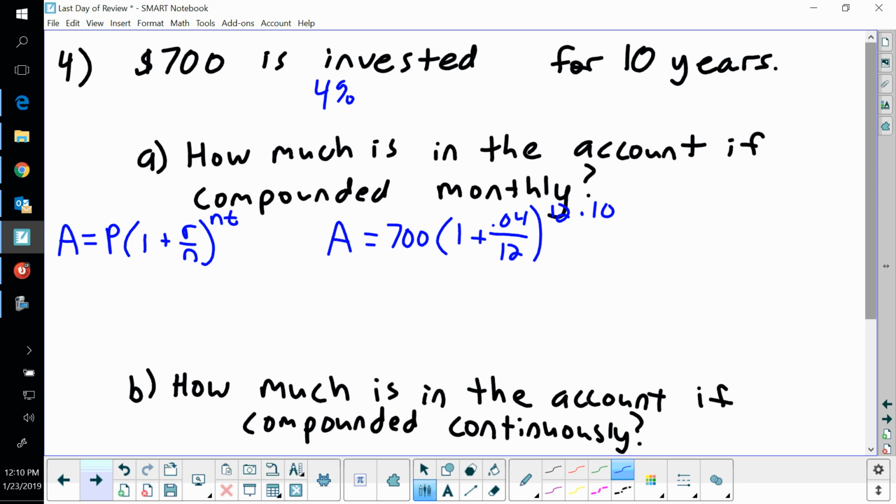Okay, some things that could change in this question. If I had said compound quarterly, we would have, instead of the 12, we would have 4. If we said compound semi-annually, we would have 2 instead of the 12. Those are the other common ones that you will see. So if we sub this into the calculator, we're working with money, so they don't have to tell us. We should automatically know that it's going to be rounded to the nearest cent.